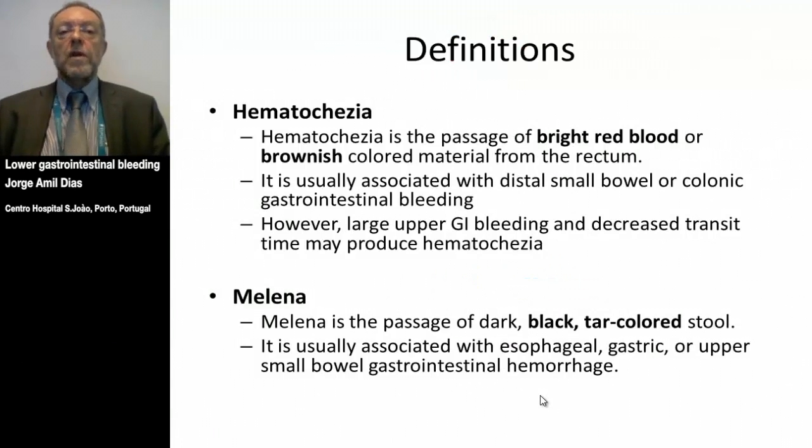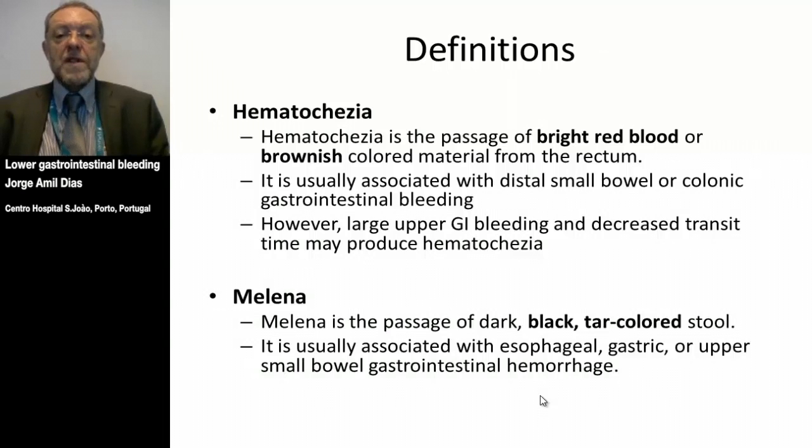First of all, when we are facing a lower GI bleeding, we want to try to identify the probable source, and in first line, this can be provided by knowing the type of loss of blood. If there is hematochezia, which is the passage of bright red blood in the stools from the rectum, this may give us a hint that it may be a distal lesion, either in the distal small bowel or a colonic lesion.